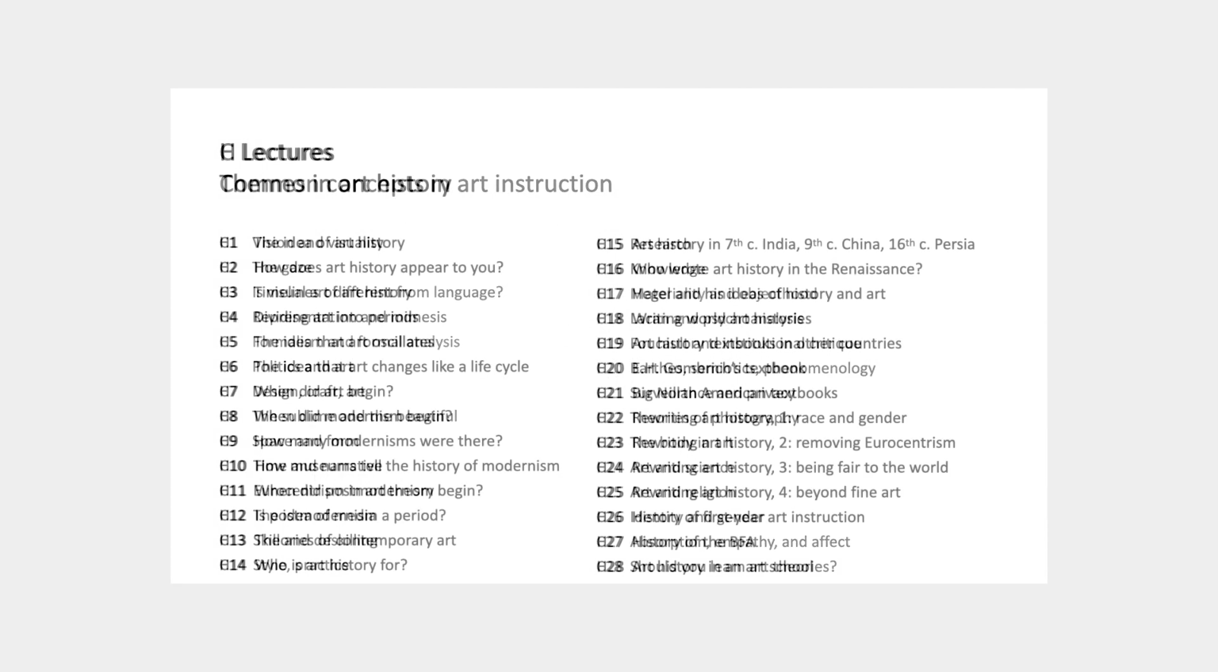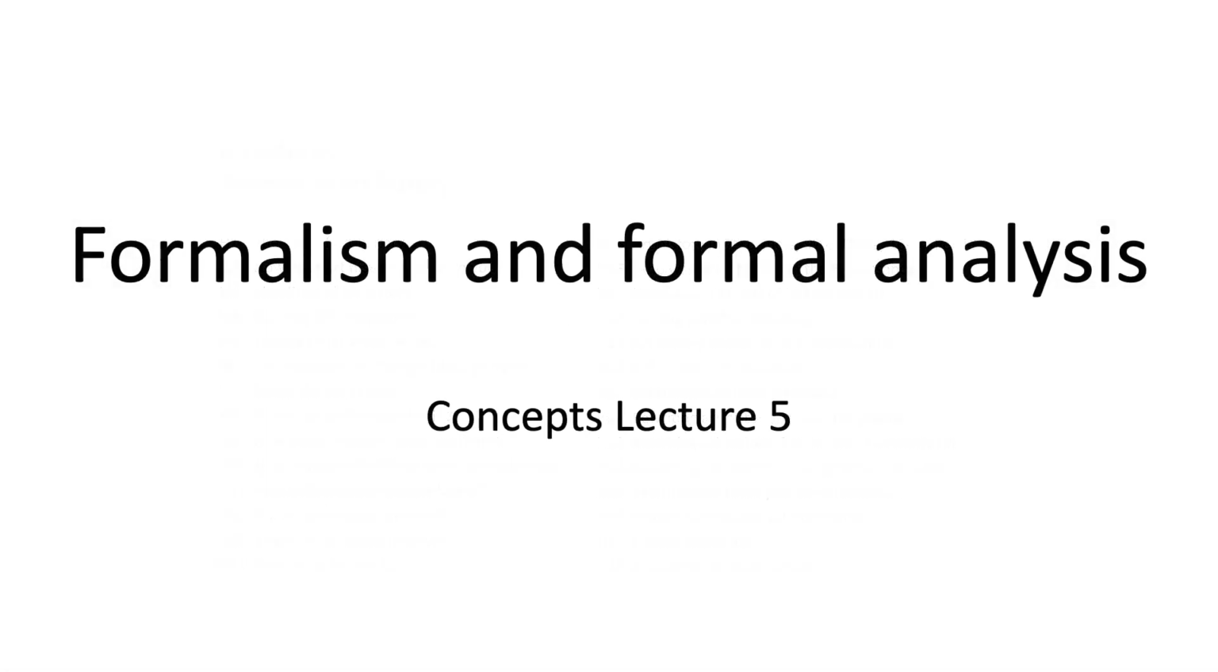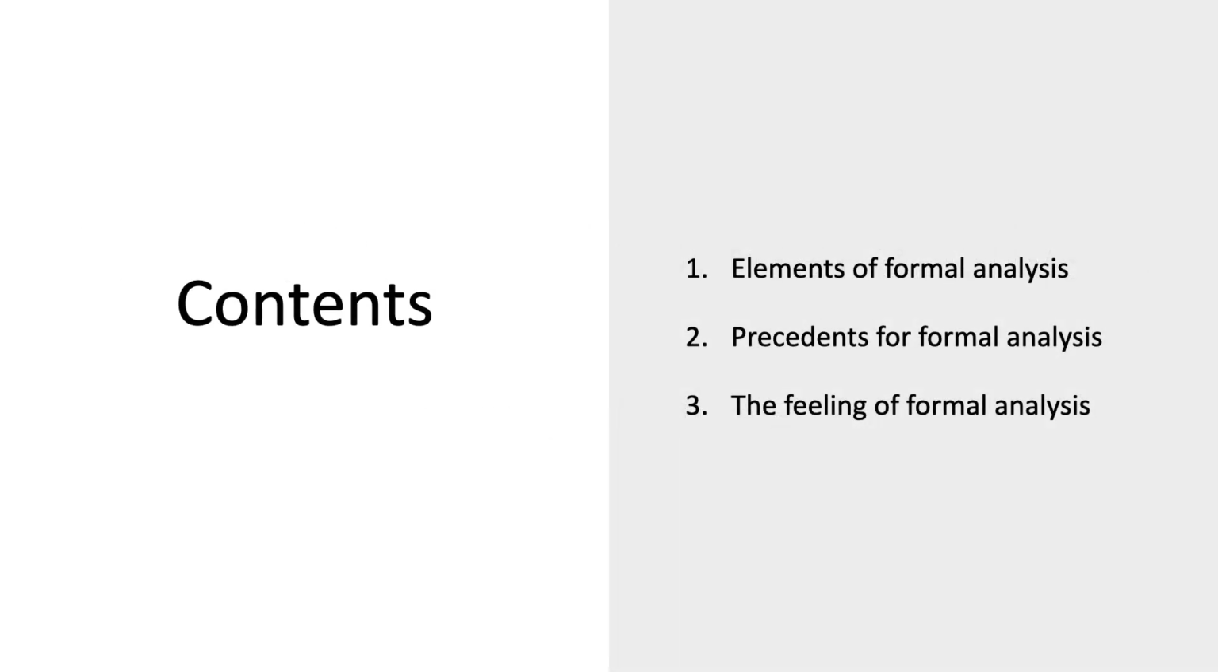This is lecture 5 in the Concepts series, Formalism and Formal Analysis. I'm first going to talk about the elements of formal analysis, the things that go into it, the ingredients, and then some historical precedents for it in order to set it in its context. And then I have a couple slides at the end about the feeling of formal analysis, that is the way that it's cold and dispassionate and not especially engaged or emotional.